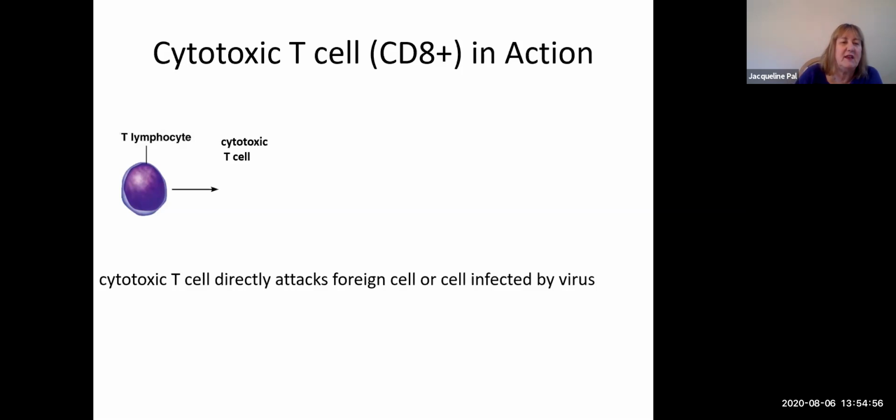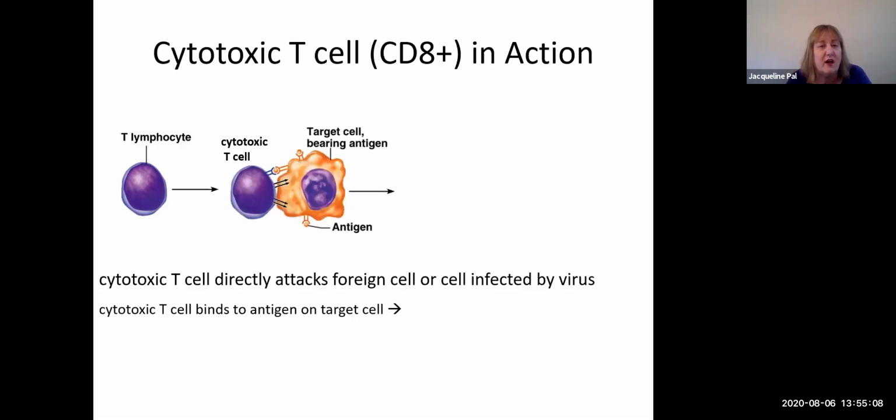So when the T cell becomes a cytotoxic T cell, that cytotoxic T cell is the one that's doing the direct attack of either the foreign cell or the cell that's infected by the virus. And so here's how it does it. It binds to it first. There's receptors. It's going to bind to the antigen on the target cell.